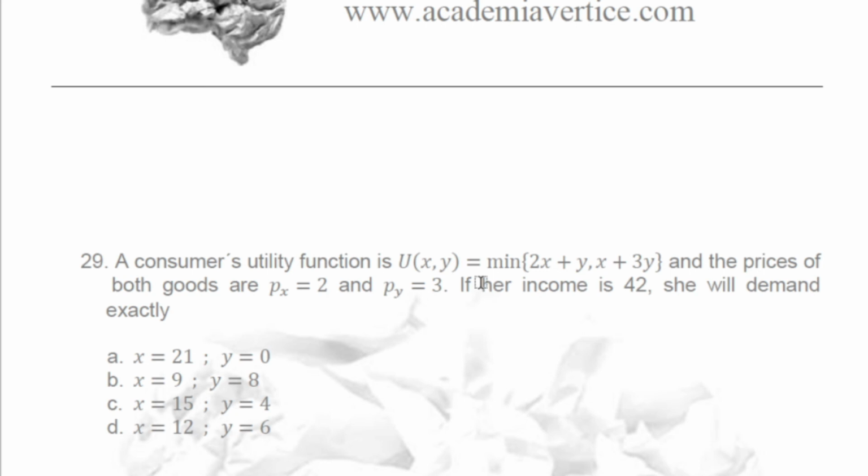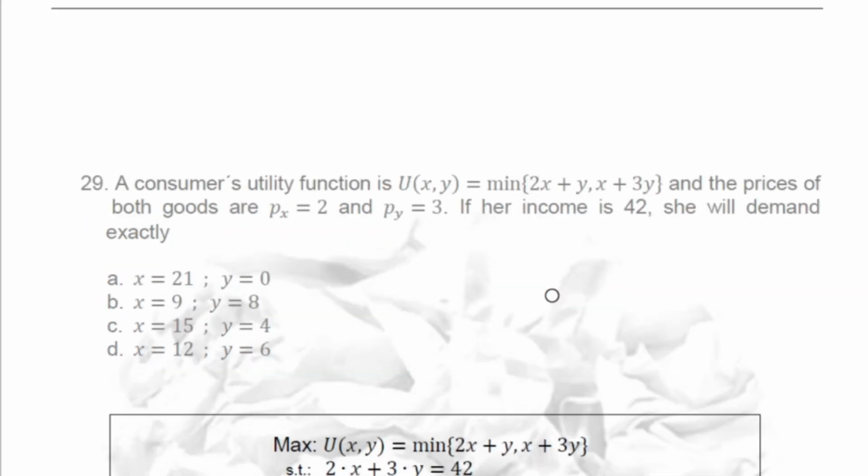Now, 29th. A consumer's utility function is this one. These are complements, but if we look at the components, they are not the typical components as 3x, 2y, or x, 5y. So we have to be careful, but the exercise is done the same. The prices are px equal to 2 and py equal to 3. If her income is 42, she will demand exactly how much? We do the exercise.